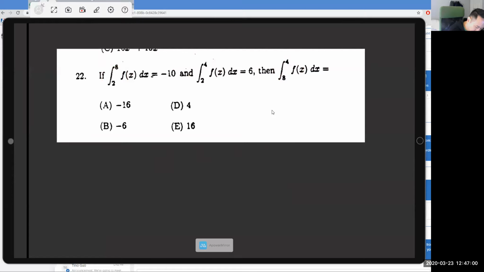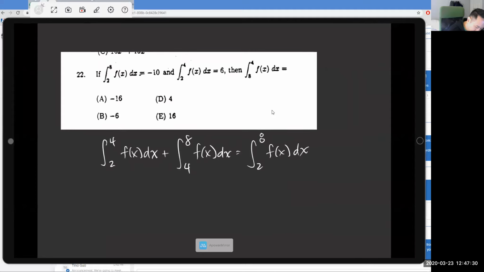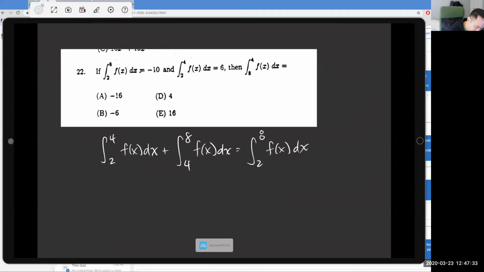Let me write something general about integration from 2 to 8, right? If I take my integration from 2 to 4 of f of x dx, and if I add the integration from 4 to 8 of f of x dx, well, you're going to get the total from 2 all the way to 8 of f of x dx. So this is the general form that I chose to use. You can come up with something of your own, but I'm going to use this.